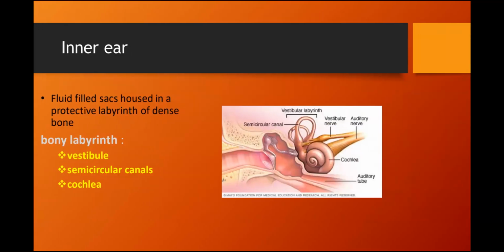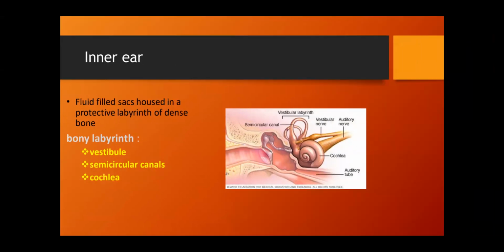And then we have the inner ear. The inner ear has a bony labyrinth and a membranous labyrinth. It is fluid-filled sacs hosted in a protective labyrinth of dense bone. The bony labyrinth is composed of a vestibule, which is located in the center, communicating with the semicircular canals posteriorly and the cochlea anteriorly.